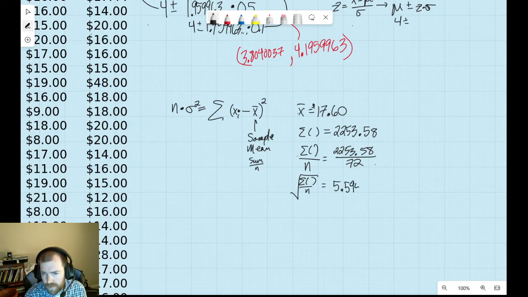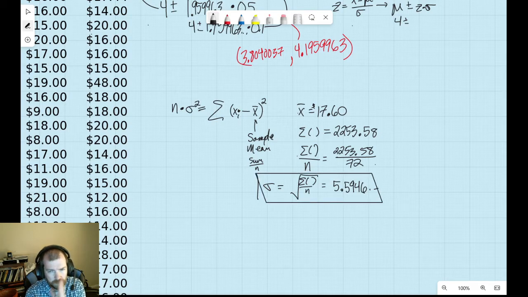5.5946, and more stuff beyond that, is our sigma value. Okay. For the sample, I think usually we just call it S because it's a sample standard deviation rather than a population standard deviation. But again, if it's normally distributed, it doesn't much matter what you call it, it's still the same thing.